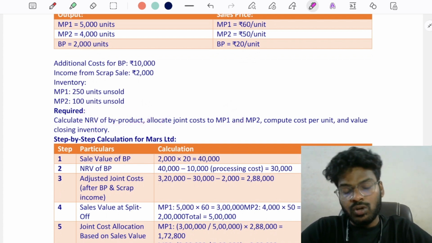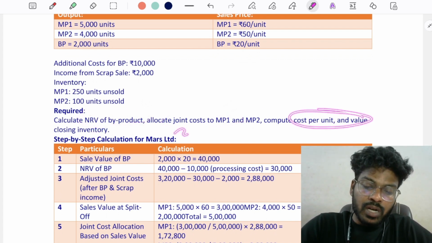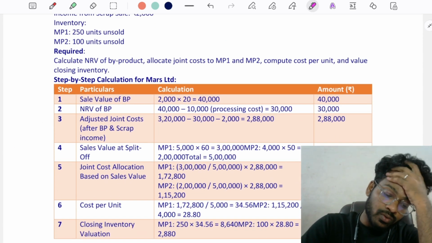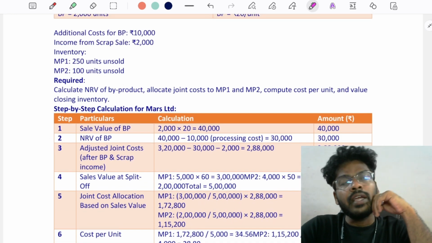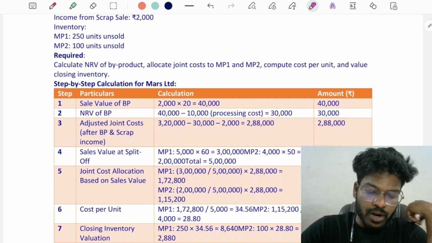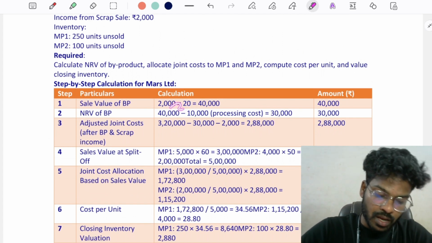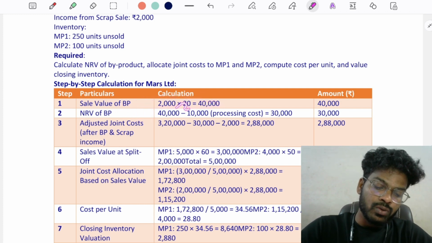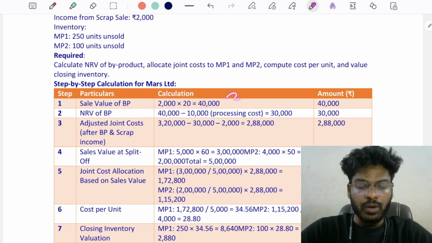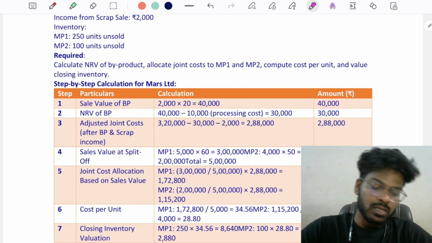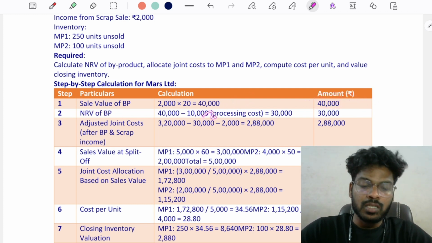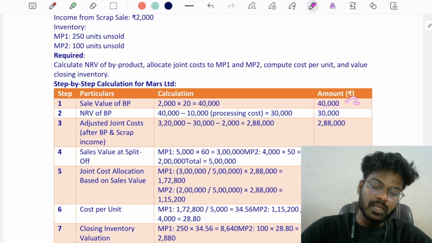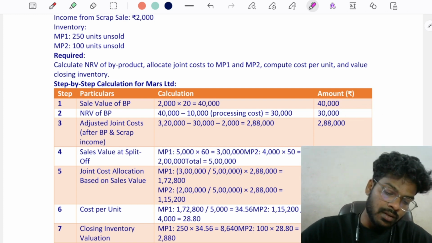Allocate joint cost to MP1 and MP2. Compute cost per unit and value of closing inventory. So first we need to find the NRV of byproduct. First we need to find the sale value. Sale value equals 2,000 units into 20 per unit, which is 40,000. The additional further processing cost is 10,000. 40,000 minus 10,000 equals 30,000. That is the NRV of byproduct.